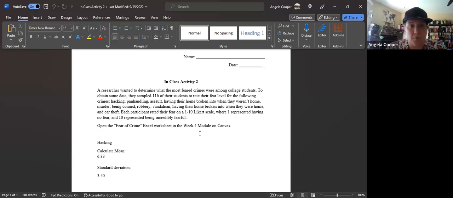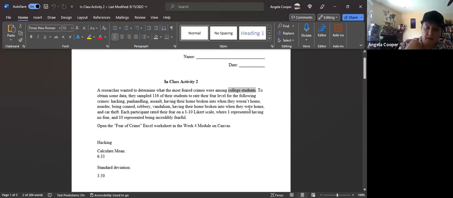This researcher wants to determine the most feared crimes among college students. College students is this researcher's population. That's the group of individuals that they want to know what the most feared crimes are. And then to obtain some data, they sampled 116 of their students. So that word right there, they sampled, is kind of a little giveaway that these 116 people in our Excel data sheet are a sample.